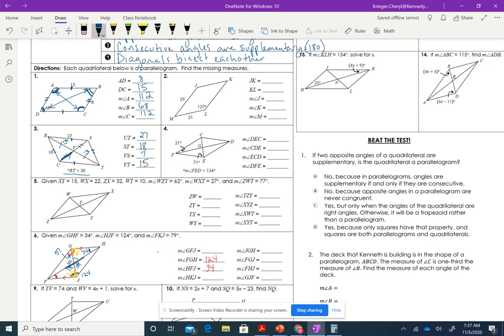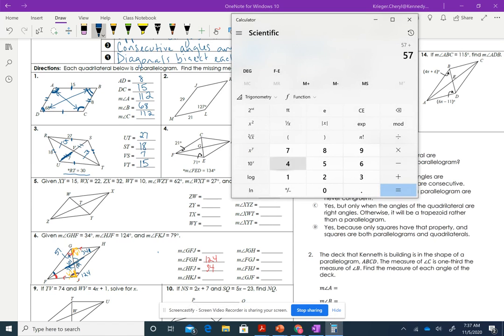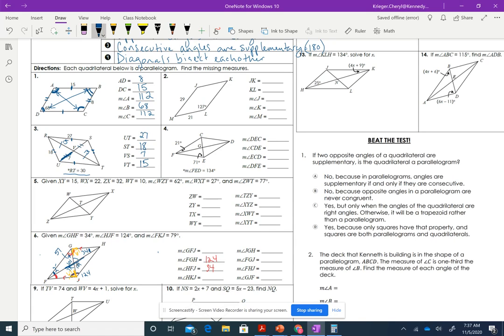Okay, so now we have two angles of a triangle. I can figure out this other angle, 101 plus 57, subtracted from 180. Nope, I did it wrong. Plus 57, subtracted from 180, is 22. Okay. So this one right here is 22.